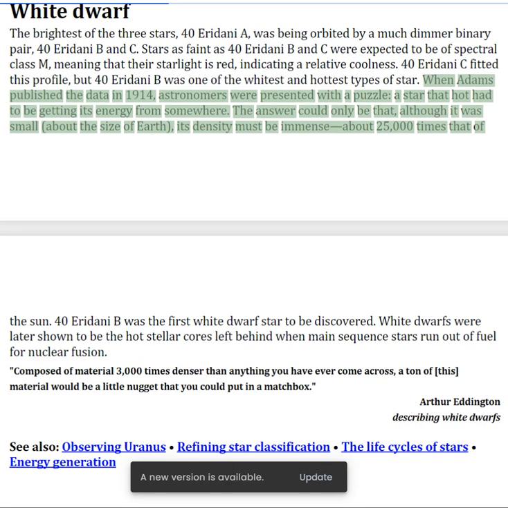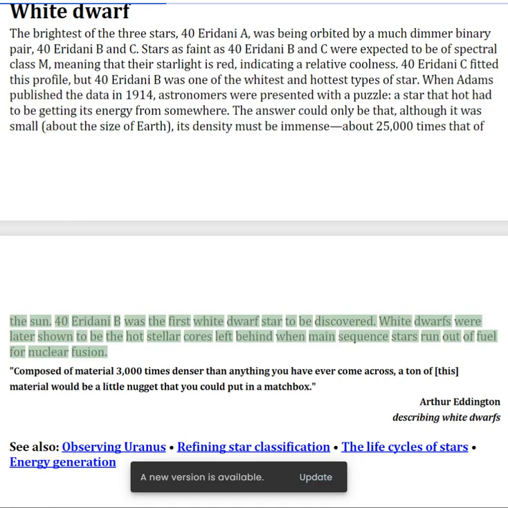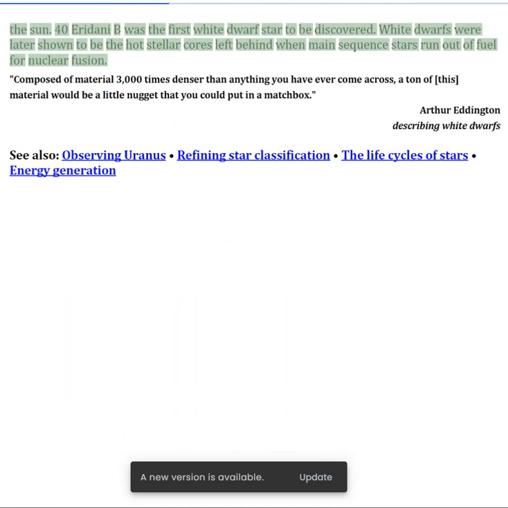When Adams published the data in 1914, astronomers were presented with a puzzle: a star that hot had to be getting its energy from somewhere. The answer could only be that, although it was small, its density must be immense, about 25,000 times that of the Sun. 40 Eridani B was the first white dwarf star to be discovered.